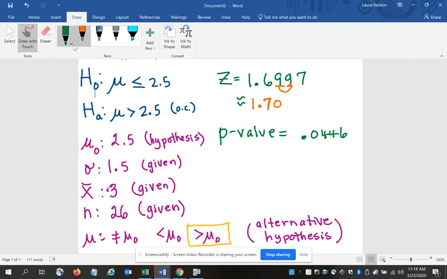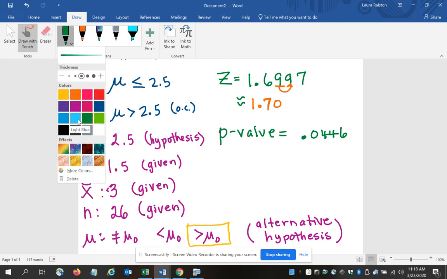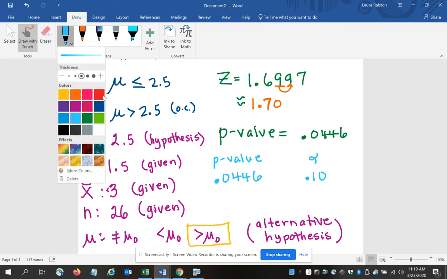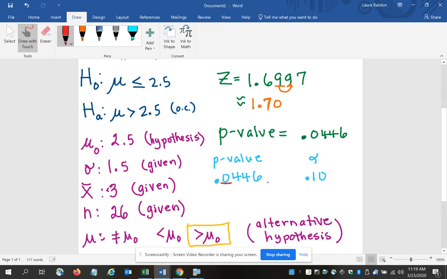The level of significance was given in the problem as 0.10. So we want to compare the p-value to alpha, which was given as 0.10, and my p-value is 0.0446. Now, a lot of students have trouble when they're doing this comparison, so let me walk you through that as well. You compare it digit for digit, guys. So if I compare the 0 to the 1, 0 is less than 1. So the p-value is less than alpha. So it's less than or equal.